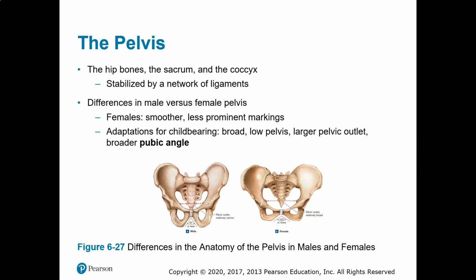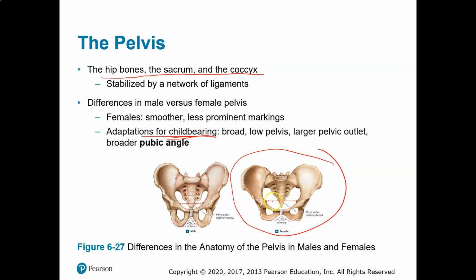Now we're going to talk about the differences between male and female pelvic girdles or pelvises. The hip bones, the sacrum, and the coccyx form the pelvis, and a network of ligaments, which remember connect bone to bone, stabilize the pelvis. There are differences in the male versus the female pelvis, primarily due to the fact that women have to be adapted for childbearing. So this one is the female pelvis, and there's two things that you look for.